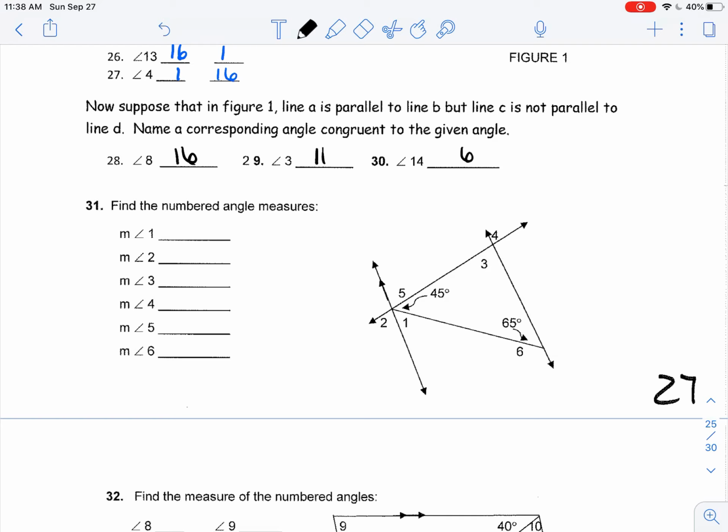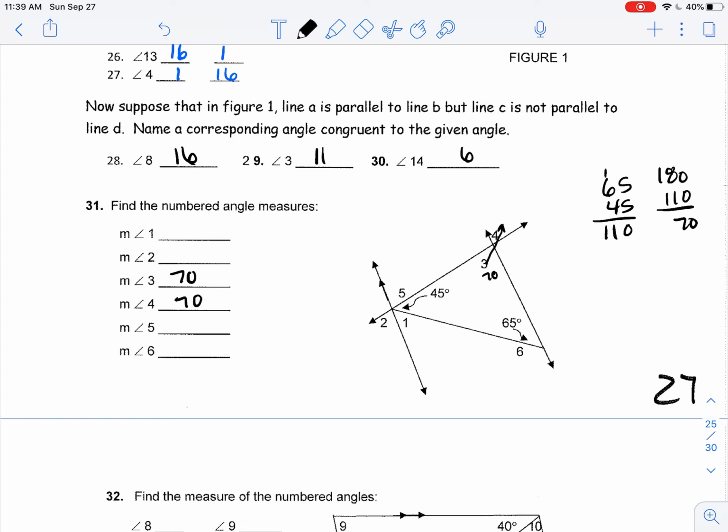Question 31, it says find the numbered angle measures. So let's see what we've got. Well, first thing I notice is I've got a 45, a 65, and I can figure out what angle 3 is because the 3 angles in a triangle add to 180. So let's figure that out first. Okay, so those 2 angles add to 110. If I want to figure out the third angle in the triangle, I subtract, and that's going to be 70. So angle 3 is 70.